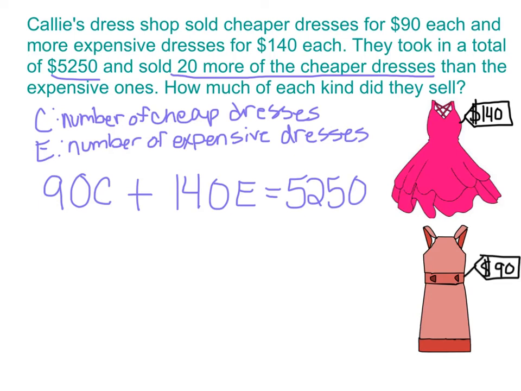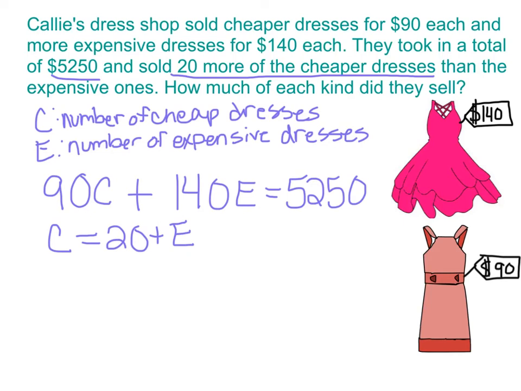Alright, now the hard part. They sold 20 more of the cheaper dresses than the expensive ones. So we have to figure out how to write that into an equation. 20 more means we're going to add 20. But are we going to add 20 to C or are we going to add 20 to E? You just think, what do we have more of? We have more cheap dresses. So I'm going to say C for cheap dresses equals, and then I'm going to add the 20 to the expensive dresses.